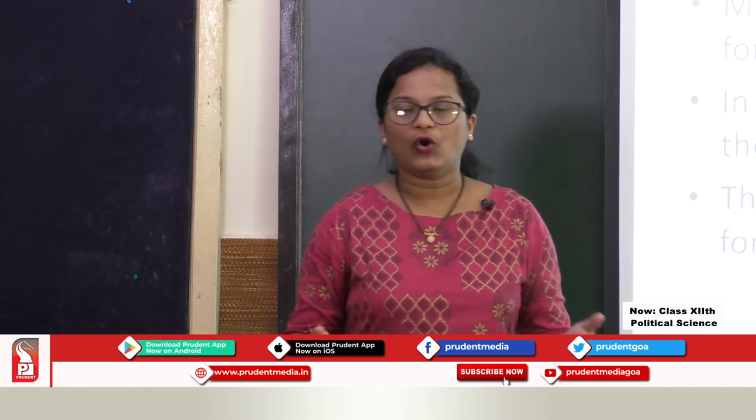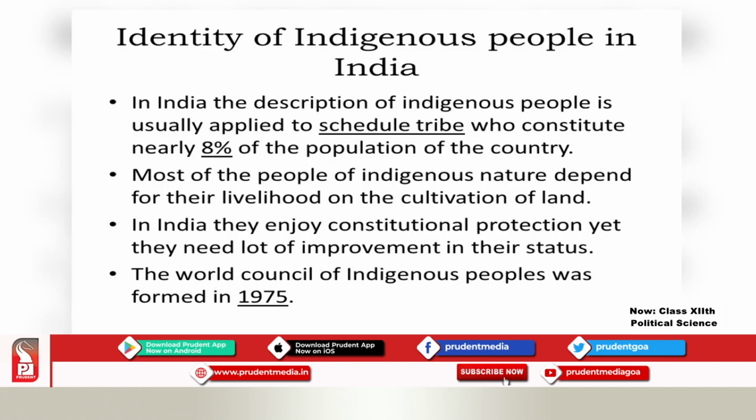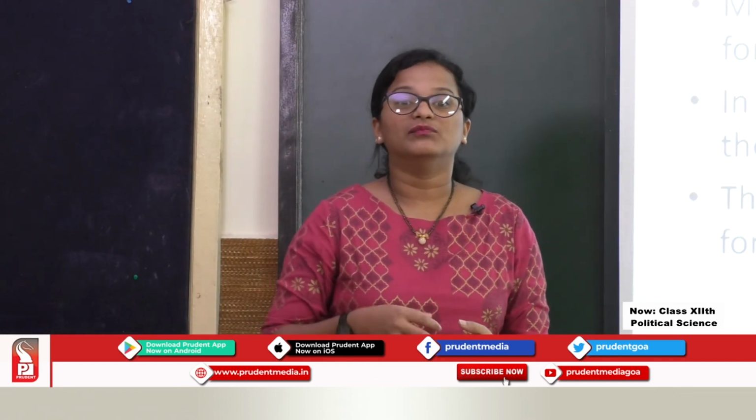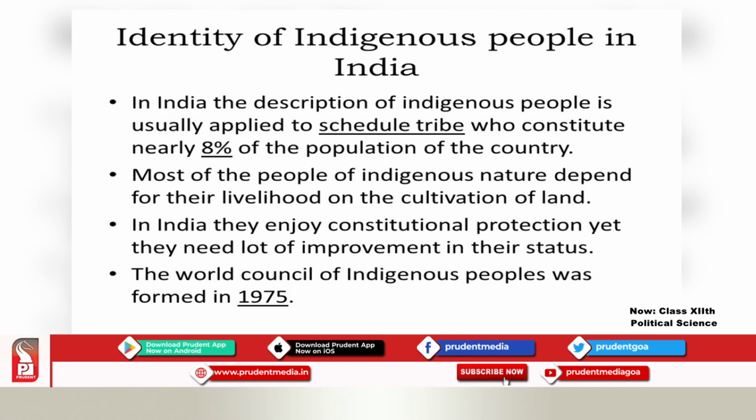In India, they enjoy constitutional protection, yet they need a lot of improvement in their status. As we all know, the Indian Constitution has given many opportunities and rights to such groups so that their standard will be improved. For example, reservations for SCs, STs and OBCs and many other opportunities are given to them. But still, we need to work more on it. We need to give them more opportunities to come out and improve their social and economic status. The World Council of Indigenous Peoples was formed in 1975. So that was the identity of indigenous people in India.